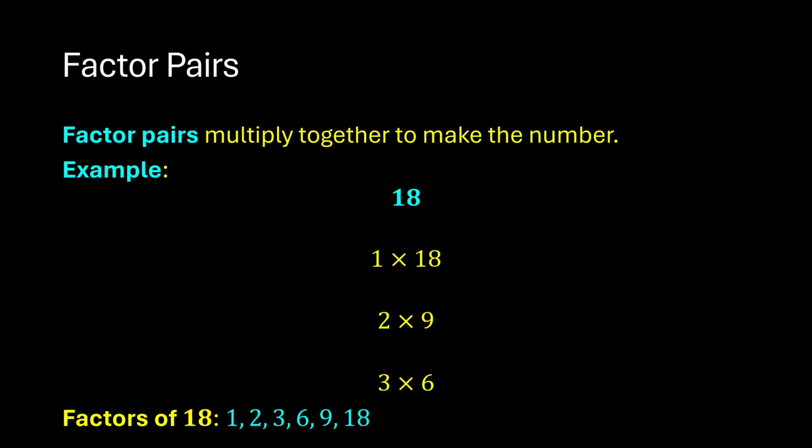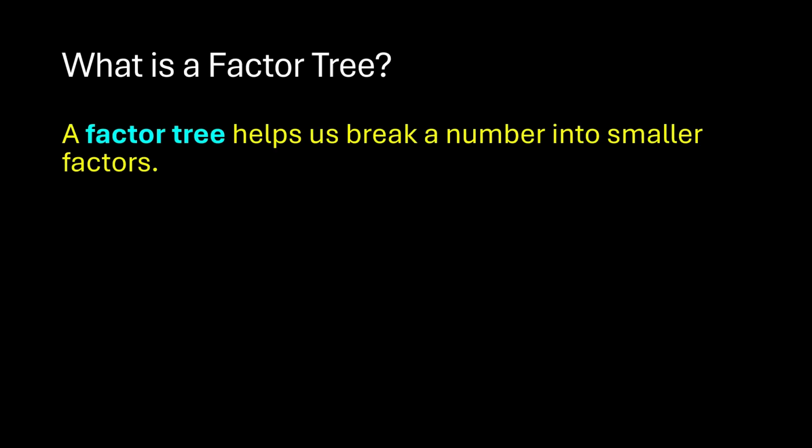We will now take a look at factor trees. A factor tree helps us break a number into smaller factors. So for example, if we look at the number 24, we can begin by noticing that 24 equals 4 times 6. And then we can continue splitting until all the branches end with prime numbers.